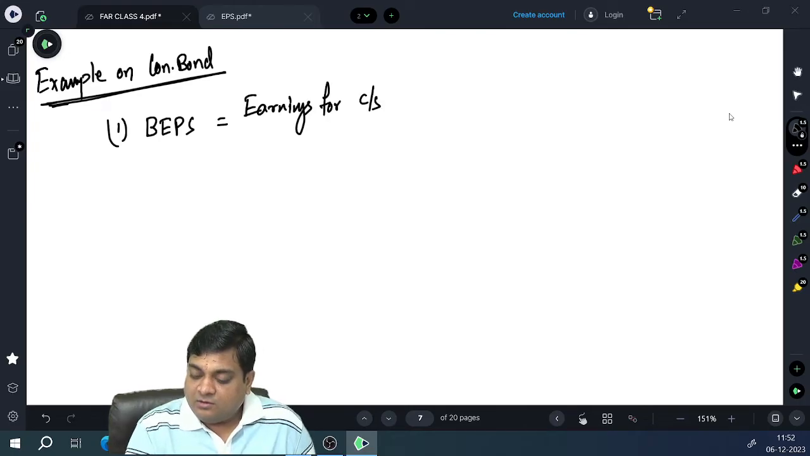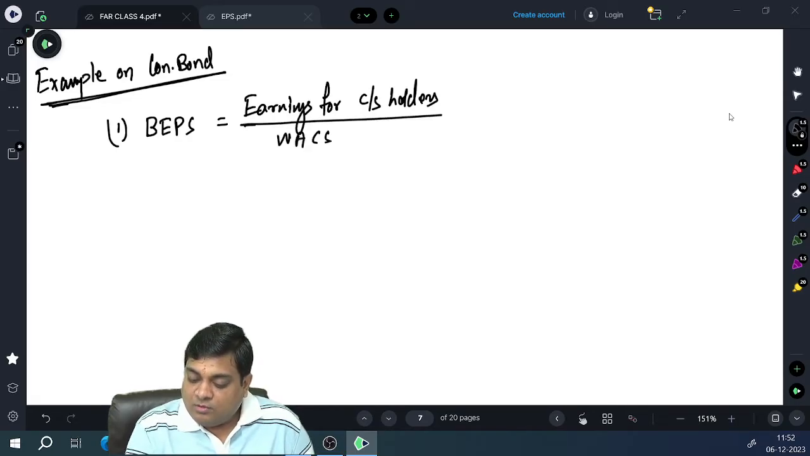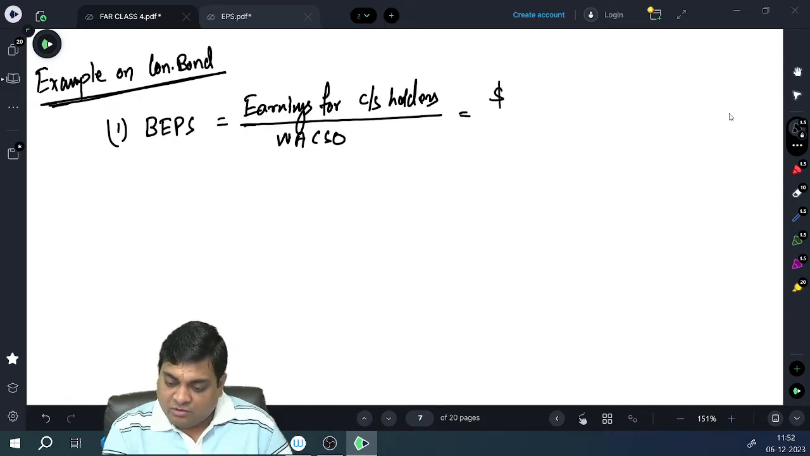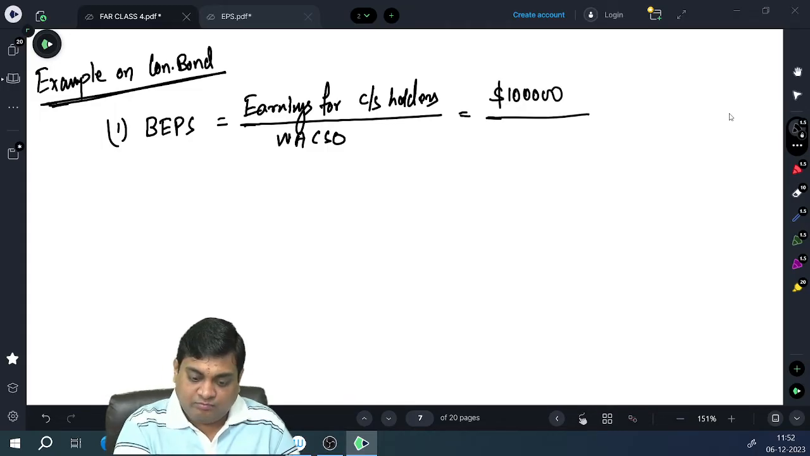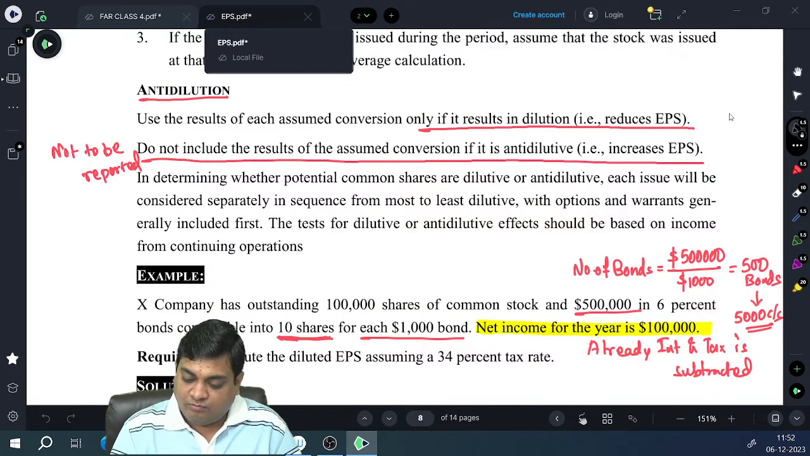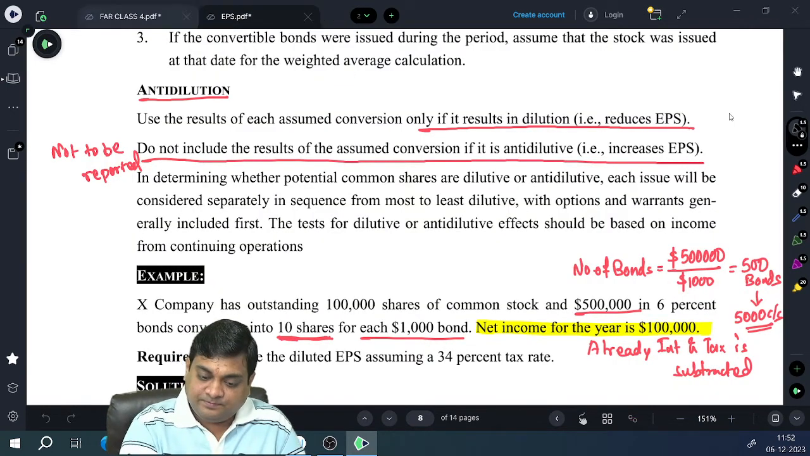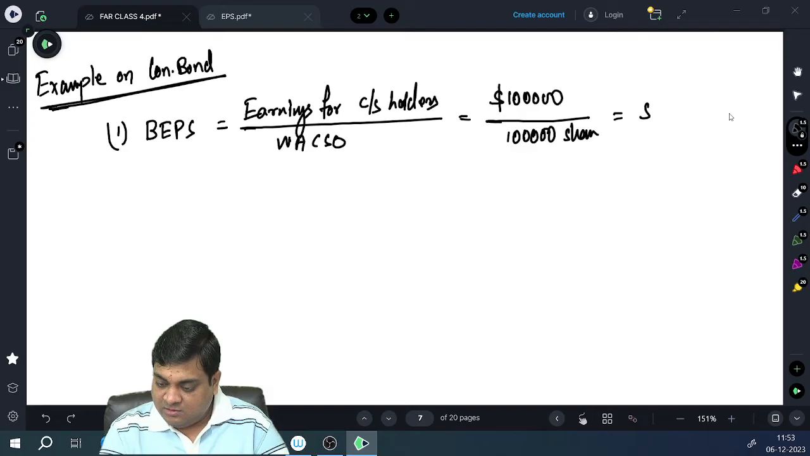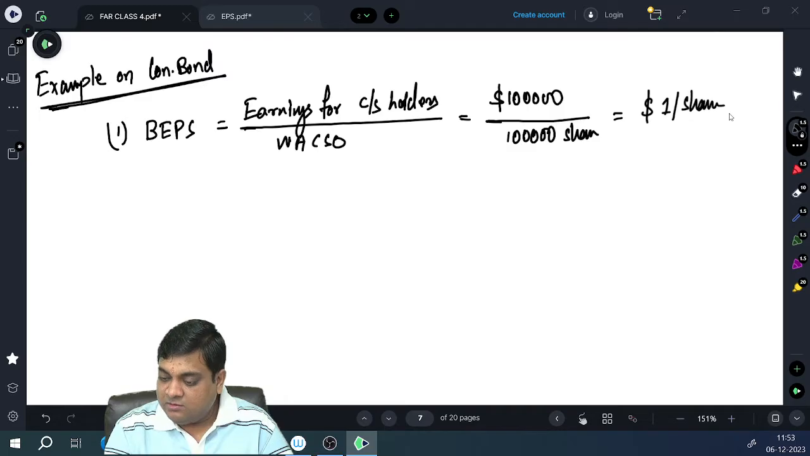Earnings for common stockholders divided by weighted average common stock outstanding. Now we don't have any preferred dividend out here. So whatever your net income is, that is fully for common stockholders. That is 1 lakh divided by 1 lakh shares. So it is $1 per share.